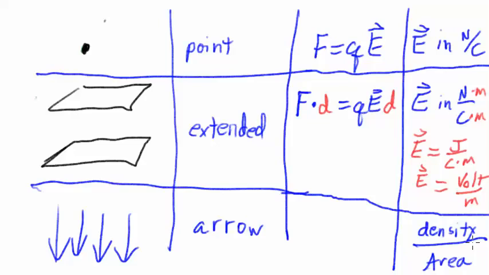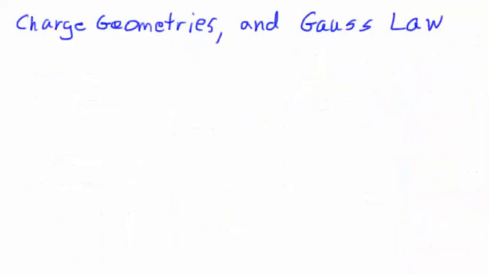Whether we're talking about the extended version or the point version of the electric field, the magnitude and direction of the field is proportional to the density of the electric field lines through a given area. Now that I've briefly talked about different ways of describing an electric field, I would like to discuss Gauss's law and its use with a few charge geometries.